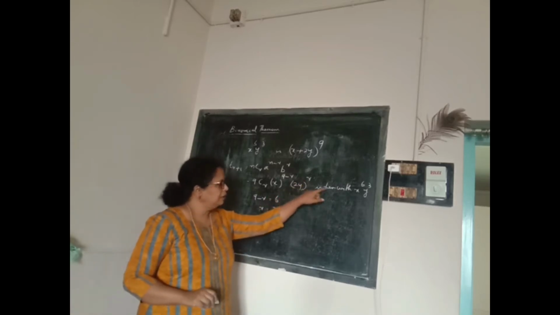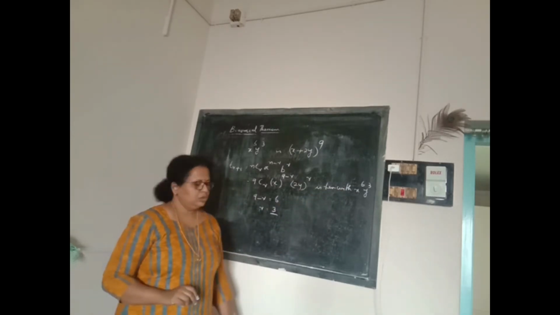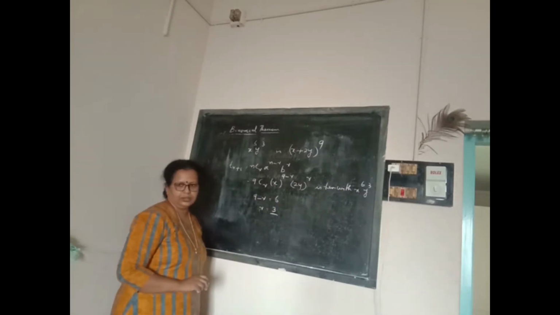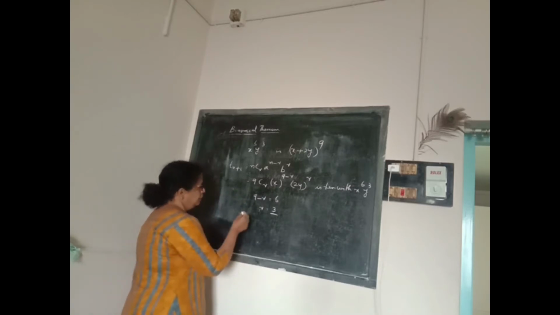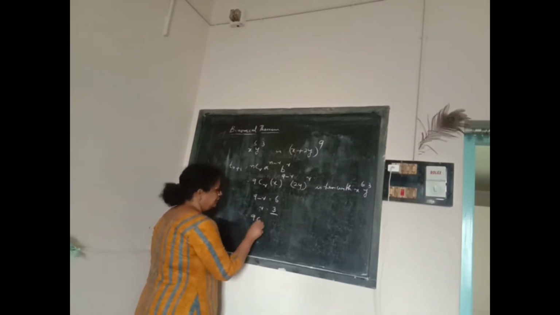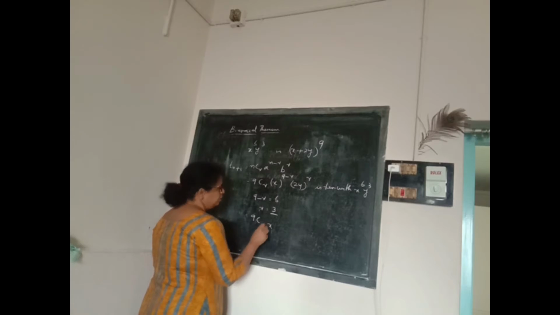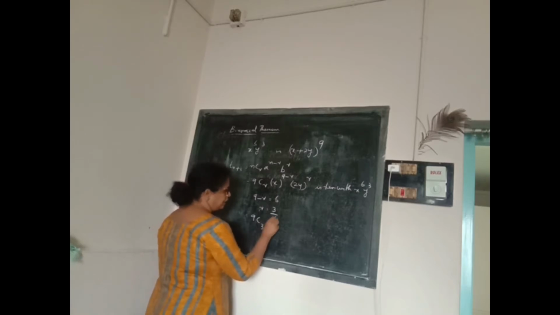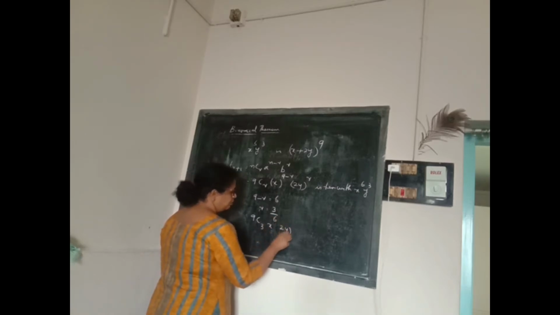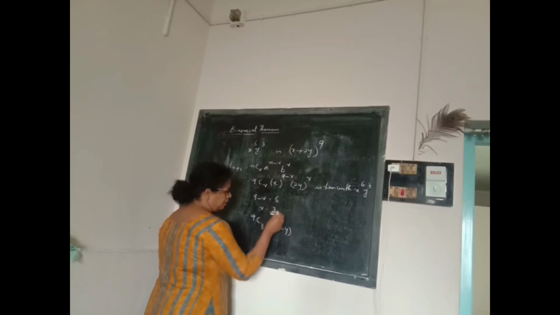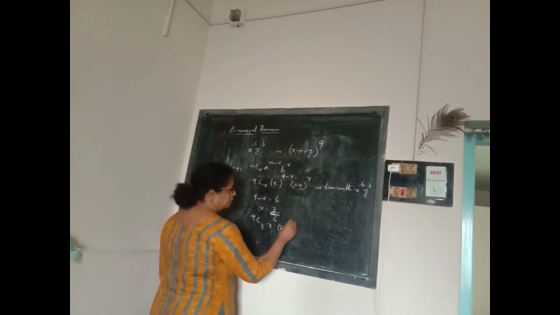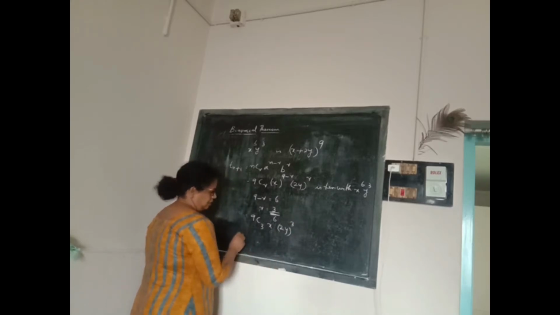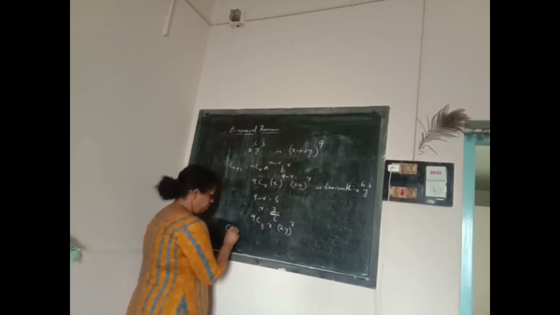Again, if you put the y, that is also 3. So we got the value r equal to 3. Now find the term and write the coefficient. What is the term? It is 9C3 x raised to 9 minus 3 of 6, 2 y raised to r. What is r? r is 3.